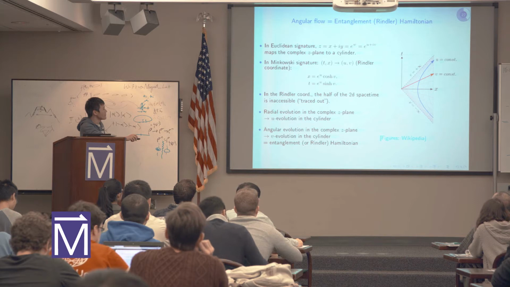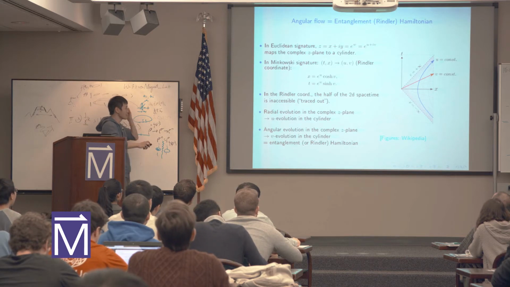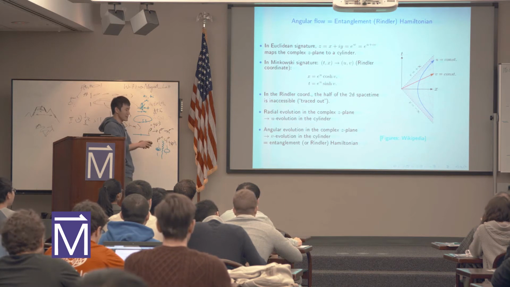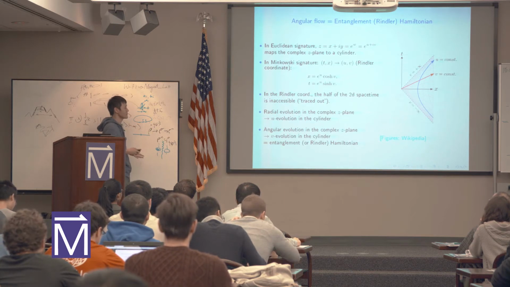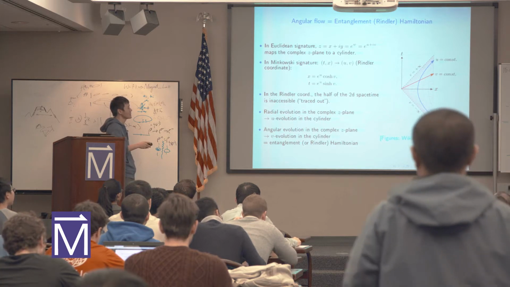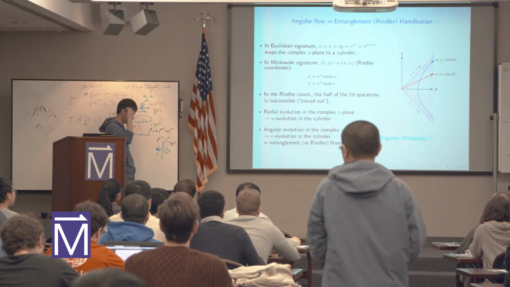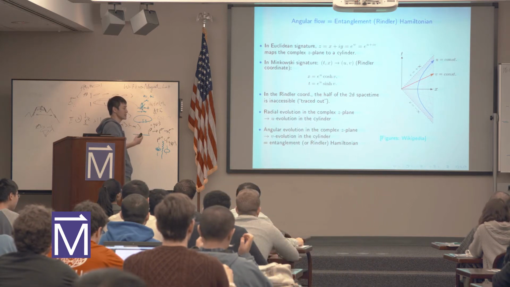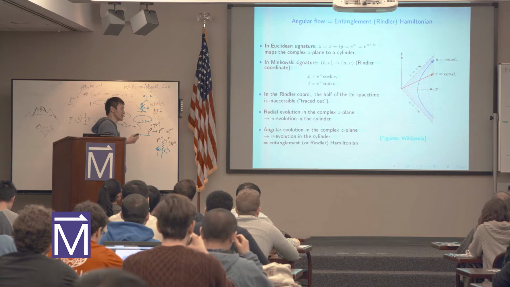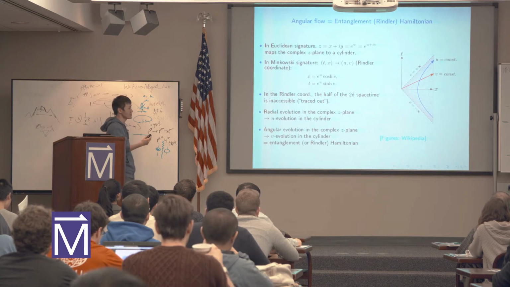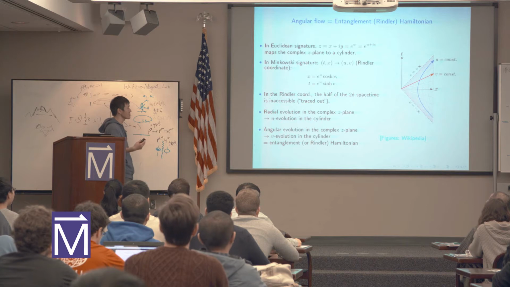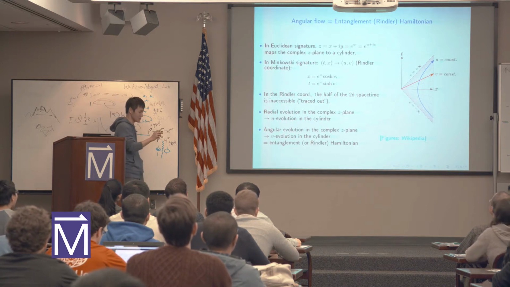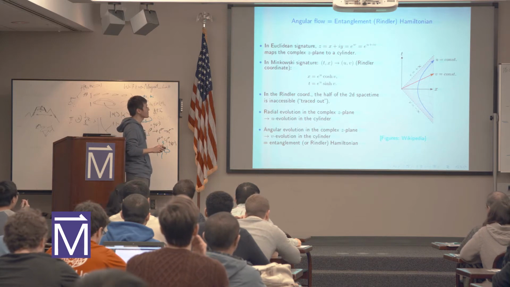To have a better understanding of why it is related to the entanglement Hamiltonian, I take the point of view of Rindler. I take the point of view that this transformation sends you to the accelerated frame, and then I use the physics of Rindler coordinates and the Unruh temperature, and then I try to relate it to the entanglement. So the way it works is as follows.